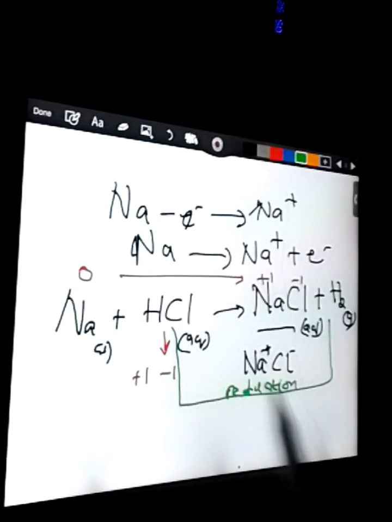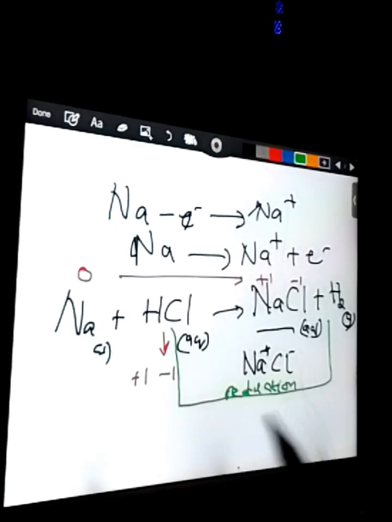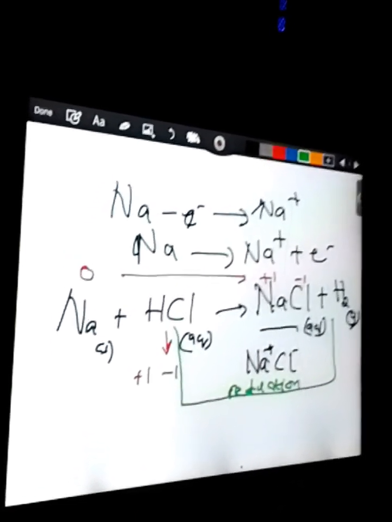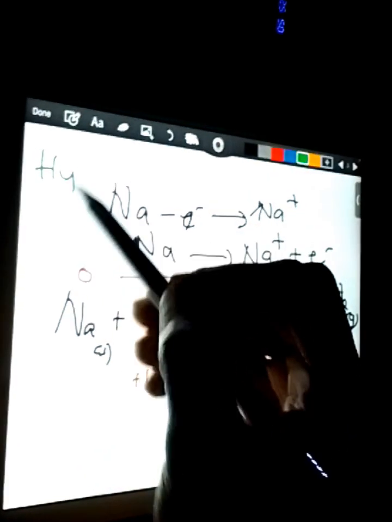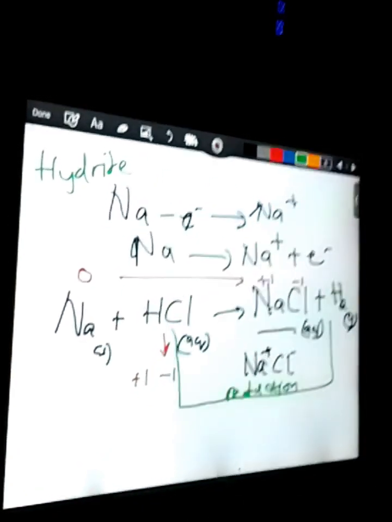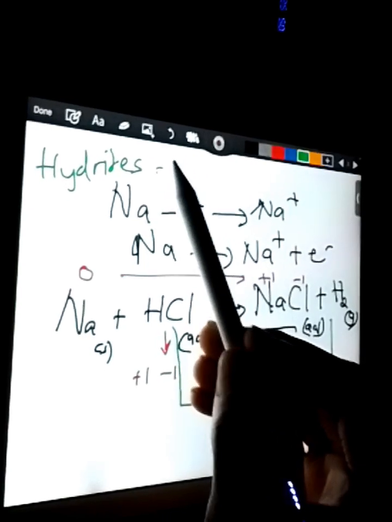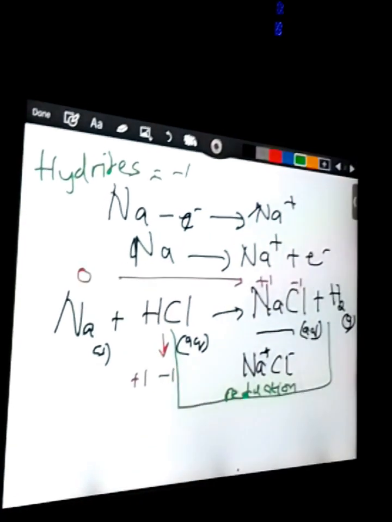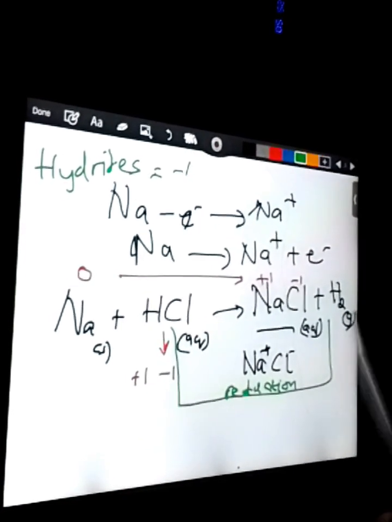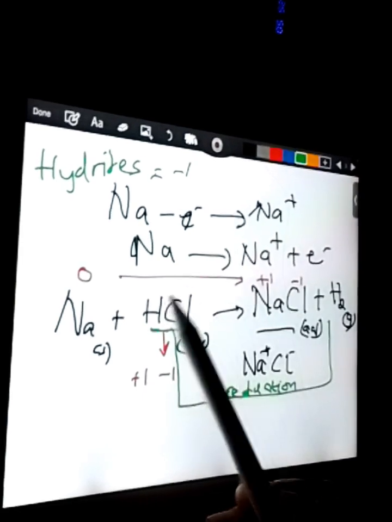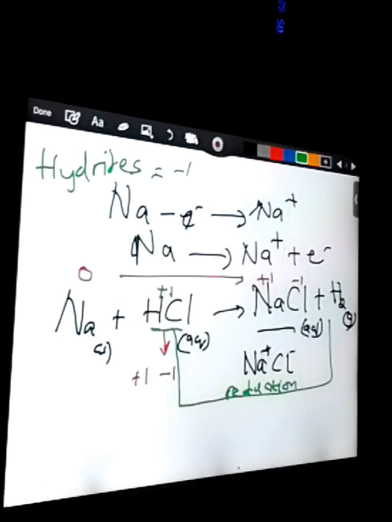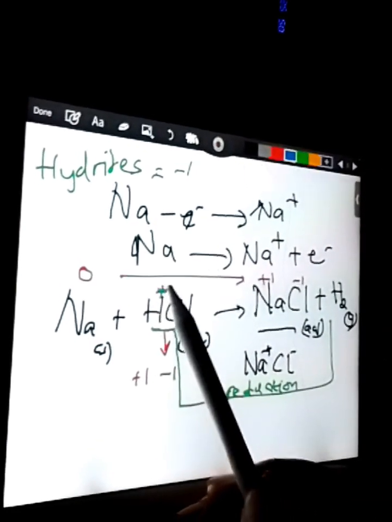How? It is +1 here. How do I know that it's +1? Hydrogen is +1 in most compounds, except when it is reacting with a metal. In a hydride, that is when we have -1. The oxidation state of hydrogen in a hydride is -1. But this is not a hydride. A hydride is when hydrogen forms a compound with a metal. So in this hydrogen chloride, the hydrogen oxidation state is +1.